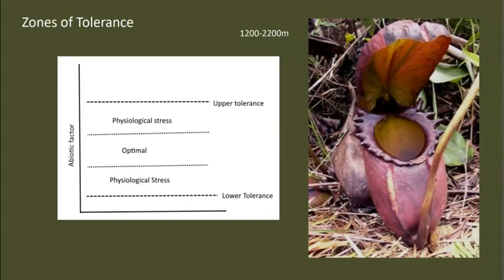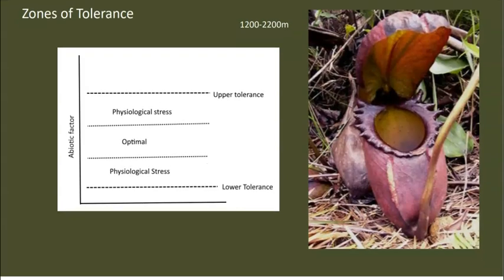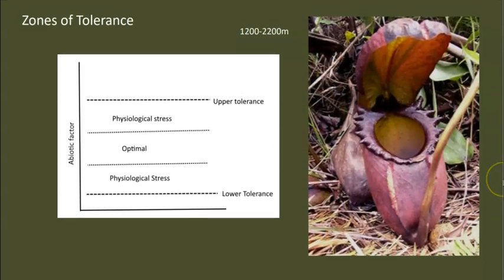If we take the Nepenthes rajah as an example, which is this plant here, we noted its range was 1,200 to 2,200 meters. So we first encountered it at 1,200 meters, and then it disappeared from the area at 2,200 meters. These represent the upper and lower tolerance levels of the plant.